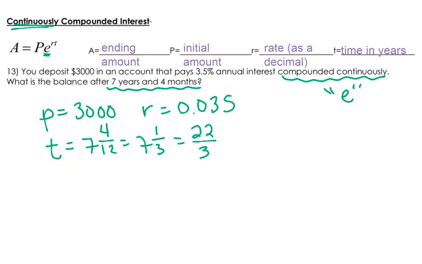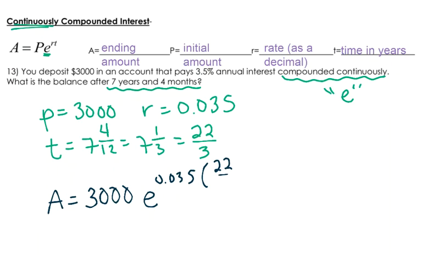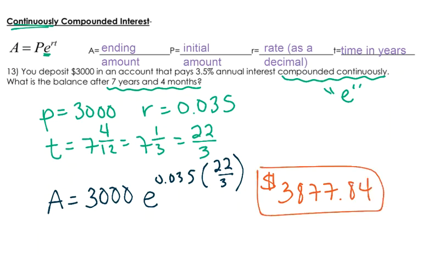Alright, now we just need to plug it into our formula. So A, my ending amount, is 3,000 times E, remember E is just a number, raised to the 0.035 times 22/3. Again, this is all calculator work, so all you're going to have to do is grab a calculator, be very careful, check to make sure you can get the same answer that I'm getting, $3,877.84.